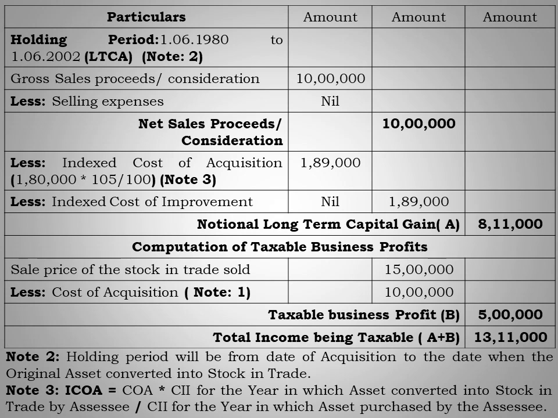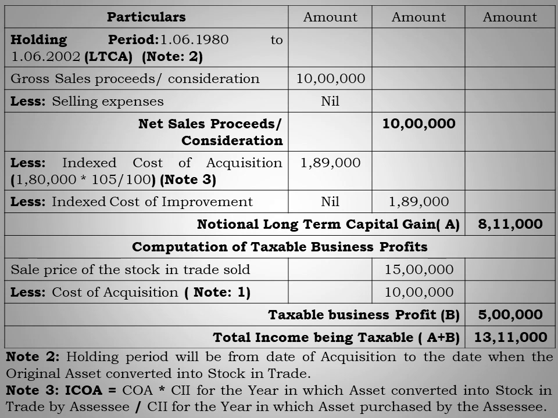This is a special case, that's why we have to use the notional long-term capital gain of rupees 8,11,000, which we get by deducting the indexed value from the net sales proceeds or the net sales consideration. This is the first part. In the problem, they have asked to find out not only the taxable long-term capital gain but also the taxable business profit. Okay, so business profit is going to be calculated by using this simple two-step method.